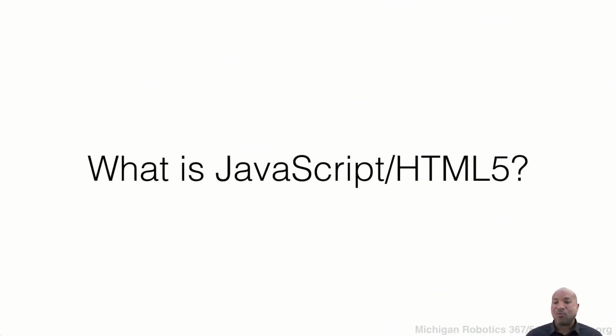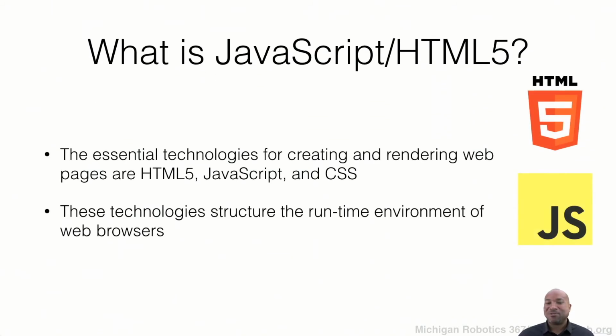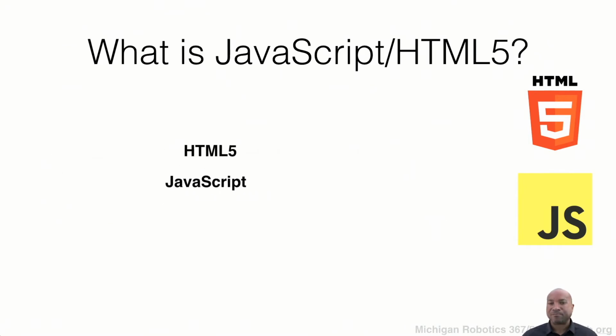So again, what is JavaScript and HTML5? Let's take another approach and be more definitional about it, and say that JavaScript and HTML5 are the essential technologies for creating and rendering web pages that we've become accustomed to in the common ecosystem. That includes not just JavaScript and HTML5, but also cascading style sheets, CSS. These define the runtime environment of the web browser.